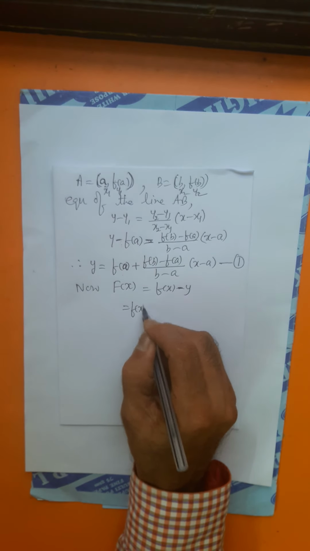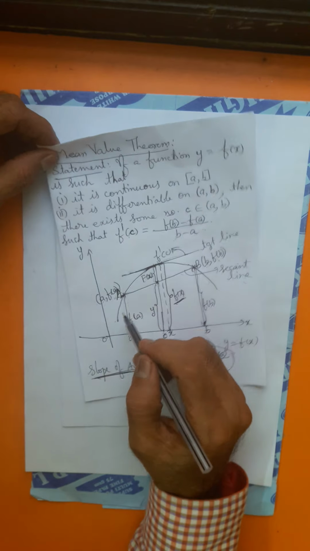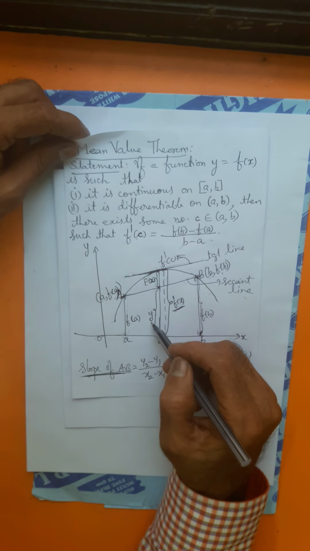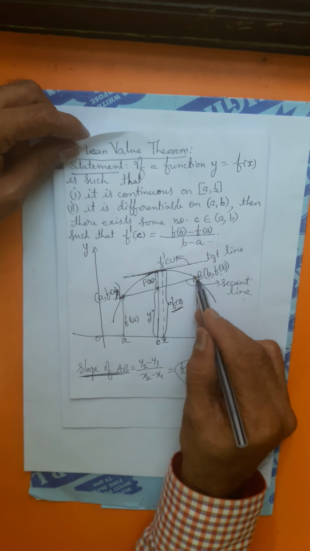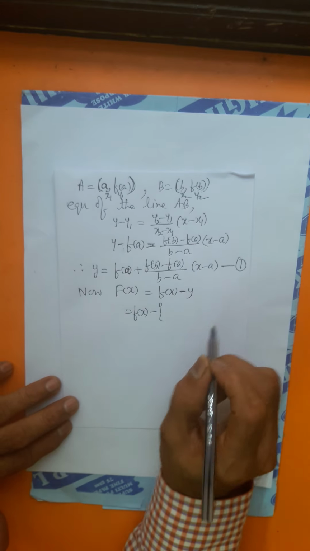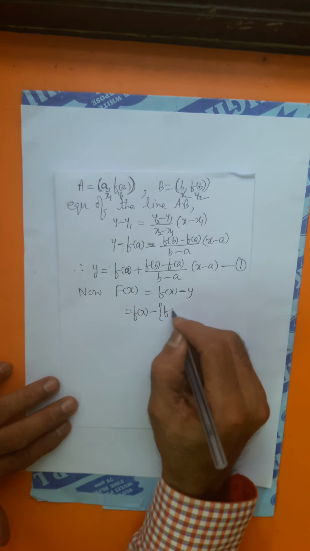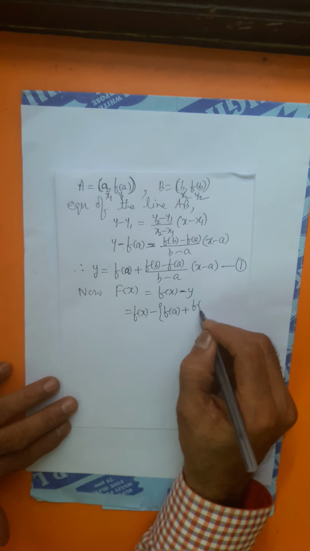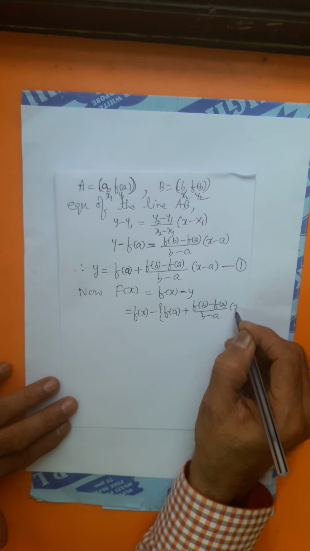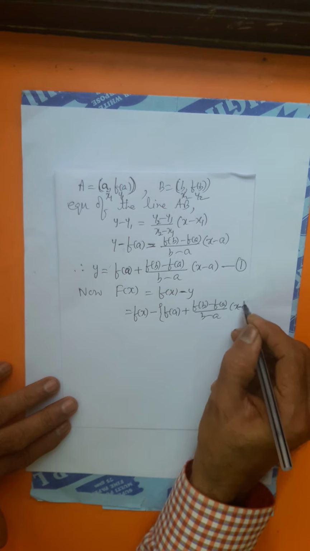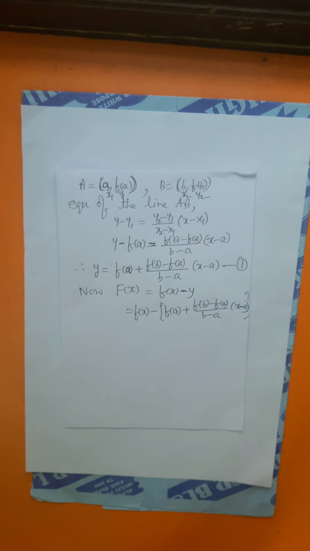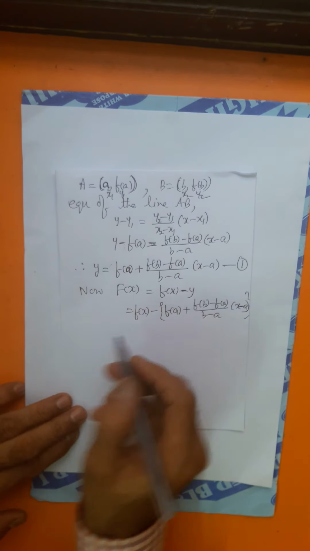What is y? For any point on the line, what is the y value? You have to look at the equation of the line, you get it there. y, that is this value, is f of a plus (f of b minus f of a) divided by (b minus a) into (x minus a). This is your y value. I close the bracket here.